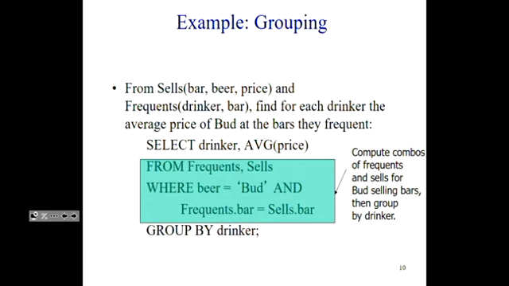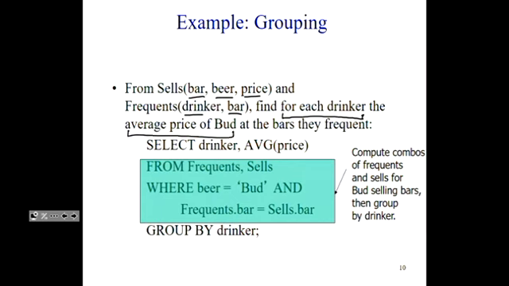So this is another example. Here I am trying to, from the cells in the frequency relation, which is a bar, beer, and price for cells, and frequency, which is drinker and bar, I want to find for each drinker the average price of bud at the bars they frequent. So since I say for each drinker, that should be an immediate cue that we are doing a grouping on the drinkers, and I want to find the average price of bud. Okay? So how do we go about doing this?